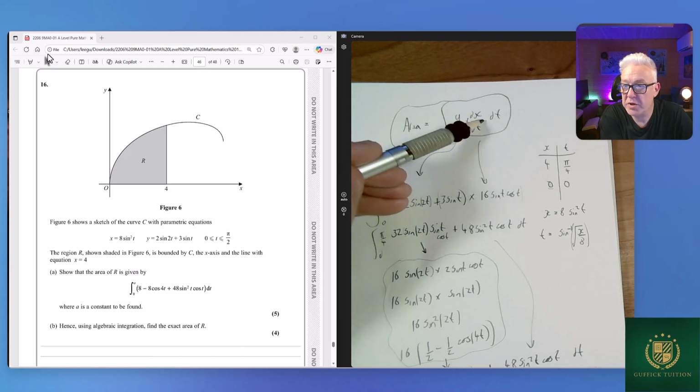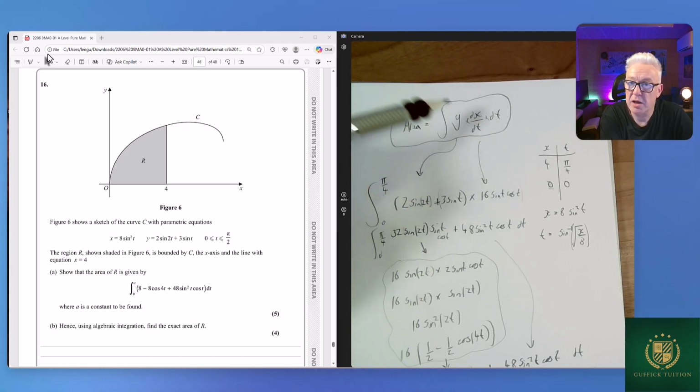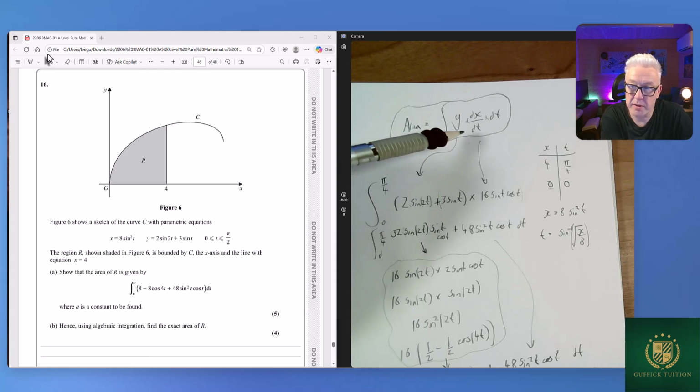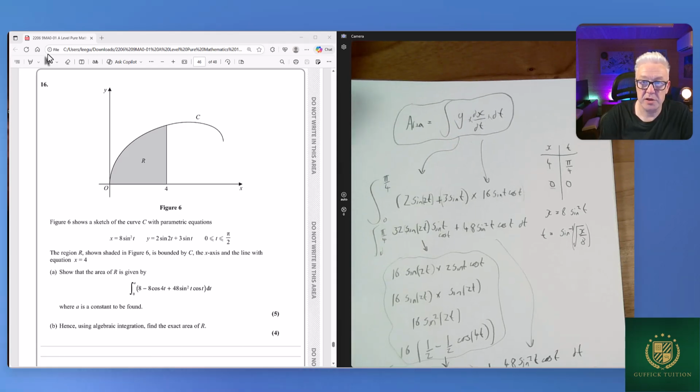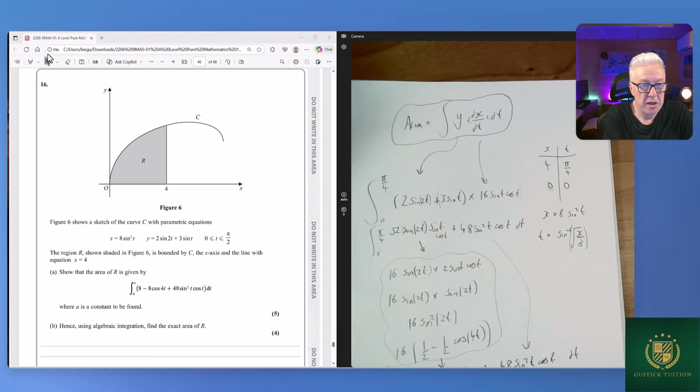And depending on which version of the textbook you're using, they may or may not make enough of an emphasis on that. And you're not given it, so you're expected to remember that. So that's the first most important thing. Now, there's a lot going on with this question, as you would expect. It's the last question on the paper, and we've got some tricky trigonometric things. We've got substitutions. So this is by no means a straightforward question.